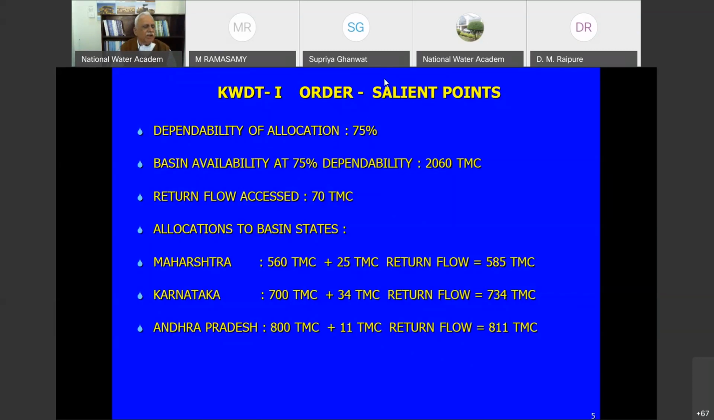So the tribunal made allocation among the three states as Maharashtra 560 TMC plus 25 TMC return flows, that is 585 TMC. Karnataka 700 TMC plus 34 TMC return flows. And Andhra Pradesh 800 TMC plus 11 TMC return flows, that is 811 TMC. Thus, together, the flows distributed were 2130 TMC.